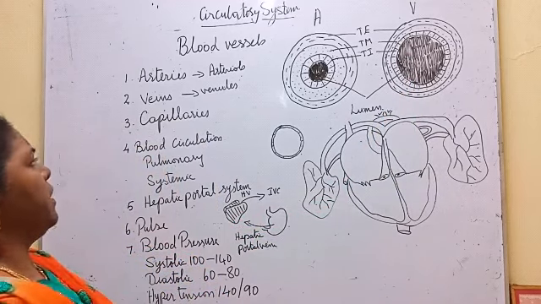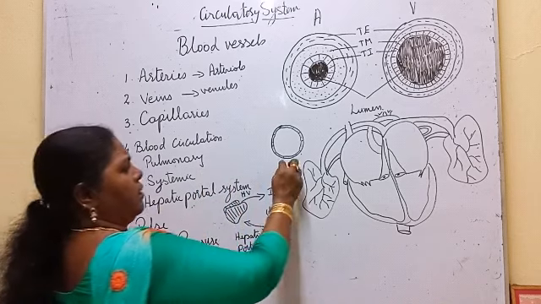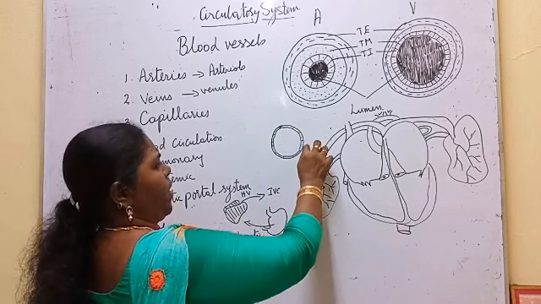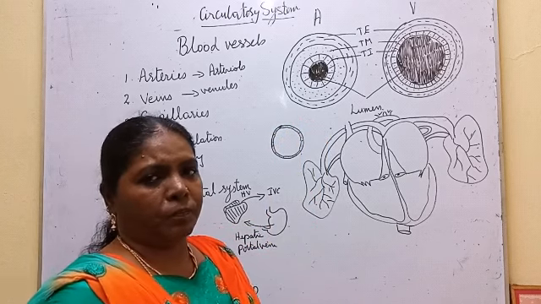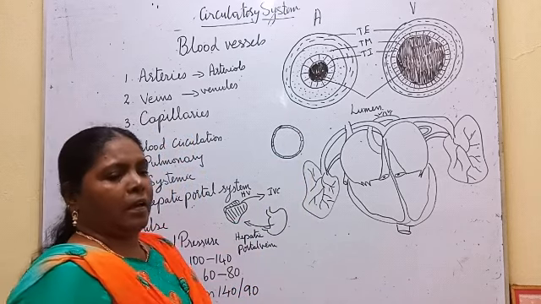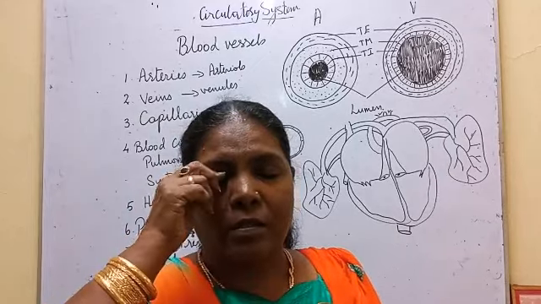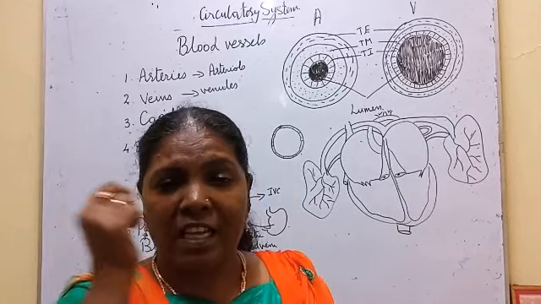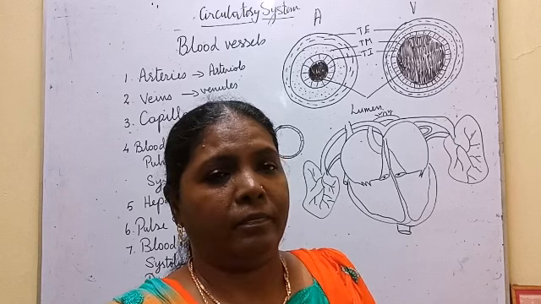Capillaries are very thin. The wall of a capillary is one cell thick, and a single cell we can see only under the microscope. If you rub your eyes, you can see red lines; each red line is one capillary. That thin they are.